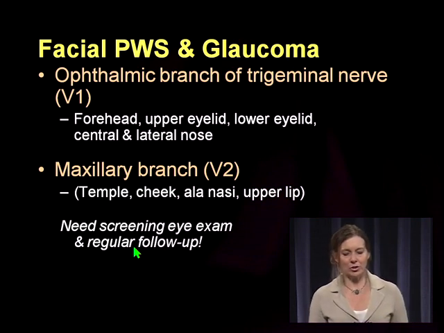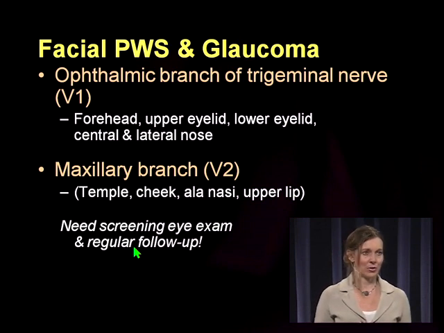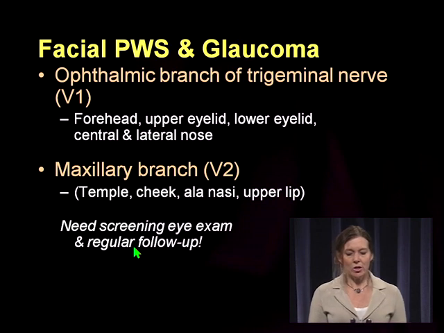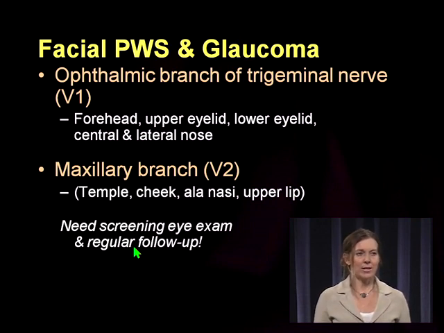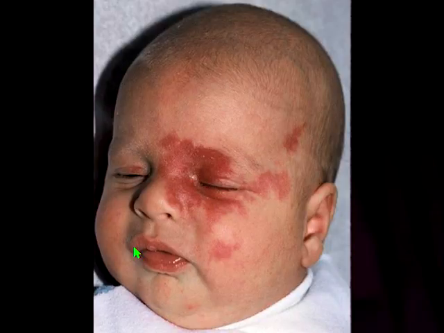Now, the youngster that I showed you the picture of had involvement of the first and second branch, the ophthalmic branch and the maxillary branch of the trigeminal nerve, or the V1 and V2 branches. In that setting, we worry about the possibility of the patient having associated glaucoma. And so the best answer for that was to do an ophthalmologic exam and to screen for glaucoma. So that patient should have a baseline examination, and they should also have lifelong follow-up to continue to screen for glaucoma, because glaucoma usually doesn't have very obvious symptoms that a family would pick up on or the pediatrician would necessarily pick up on. So this was the child that you saw the picture of. We usually think of the V1 distribution as being the eyelid and up.